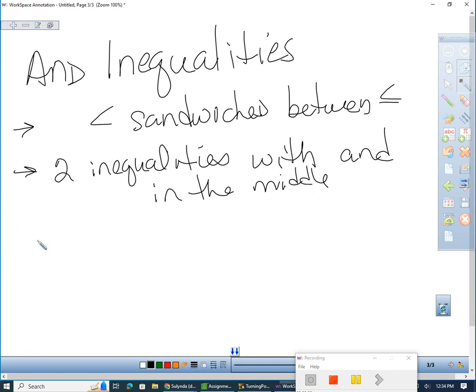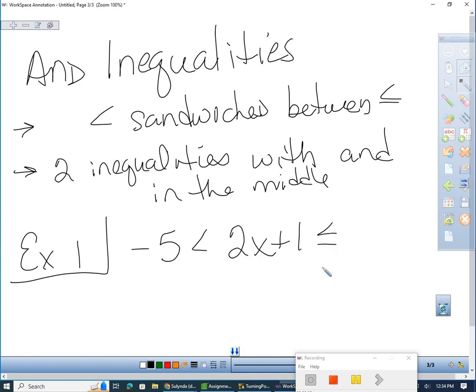So here is example number 1. Let's say I have negative 5 is less than 2x plus 1 less than or equal to 13. So in this one, you can see that our x is sandwiched between 2 inequality signs. And again, those inequality signs are always pointing in this direction. Since we're now in Algebra 2, back in Algebra 1 I made you write 2 separate ones. We're going to do it all together. Whatever we do to the middle, we can do to both ends.